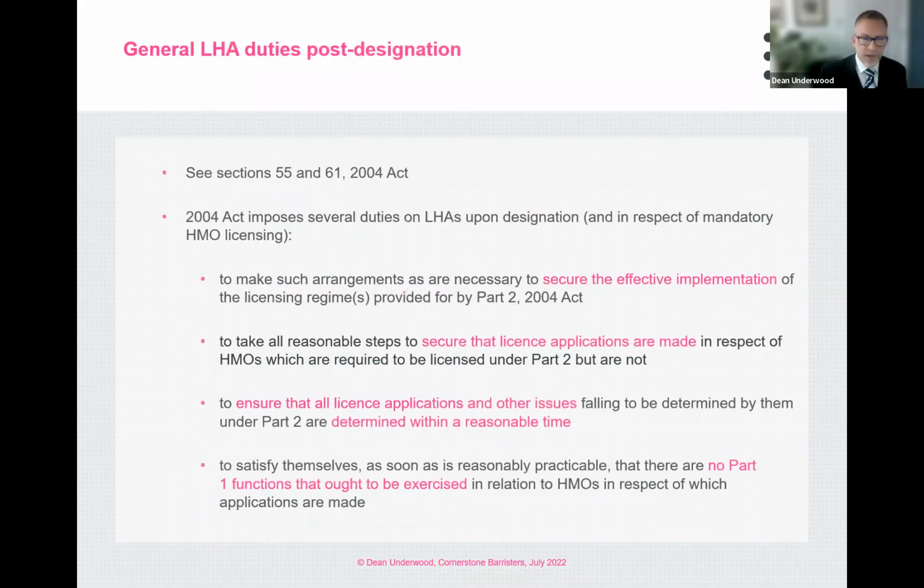Now, designation also brings with it several general duties on behalf of local housing authorities, which are set out in sections 55 and 61 insofar as they relate to additional HMO licensing. There are 4 of them under Part 2. The first is to make such arrangements as are necessary to secure the effective implementation of Part 2's licensing regimes. That's both additional and mandatory HMO licensing. The second is to take all reasonable steps to secure that license applications are made in respect of HMOs which are required to be licensed under Part 2 but aren't.